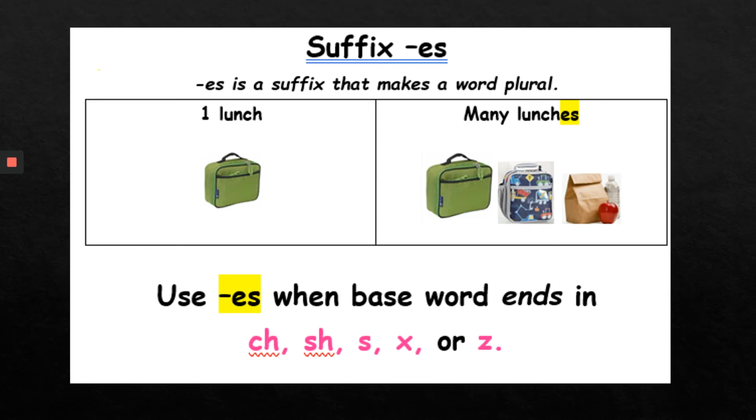So this week, the focus was on suffix es. Es sounds like is. We know to use the suffix es when we hear the sound is, but if we really want to follow the rule, then we're looking at base words that end in ch, sh, s, x, or z. It can be used to make words plural. It can also be used for verbs that are happening in the present tense.